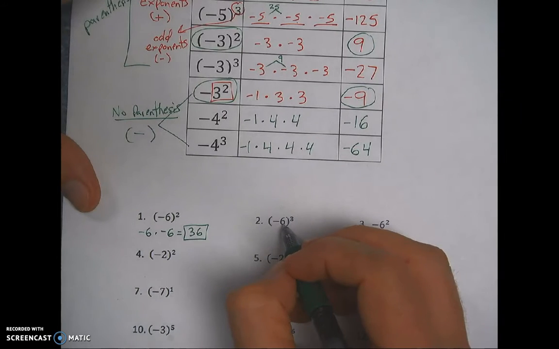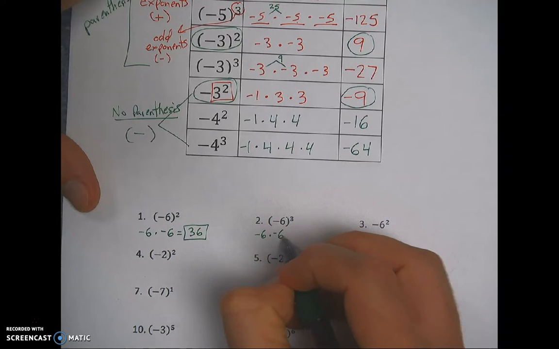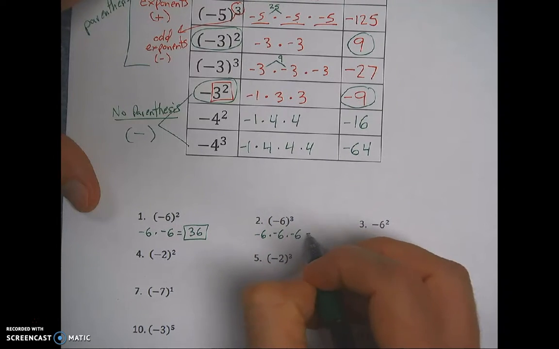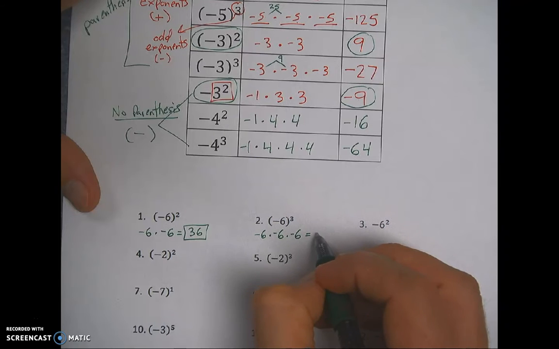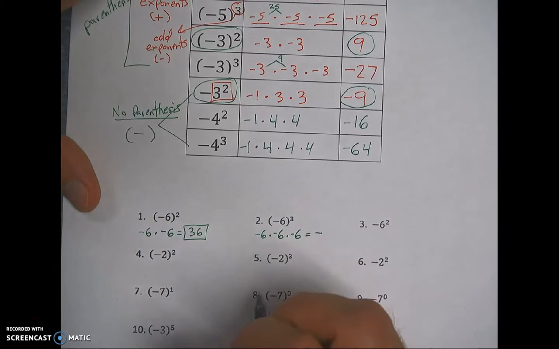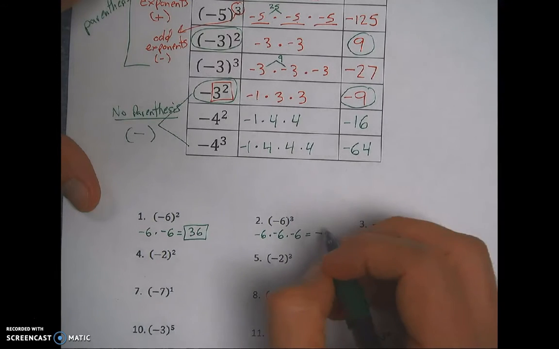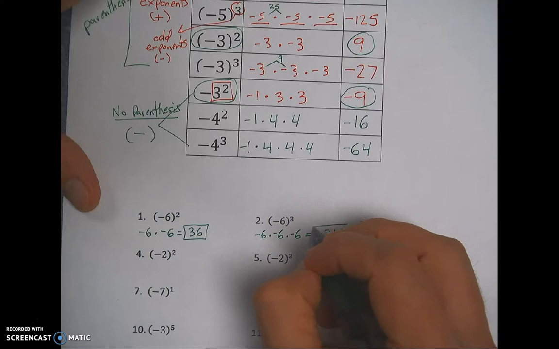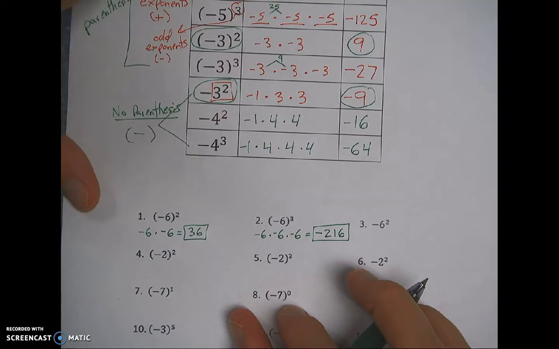So number 2, it's in parentheses, so the whole thing's being repeated 3 times. -6 times -6 times -6. These 2 negatives will make a positive. That positive times this negative now gives me a negative answer. Now you can use your calculator again to do 6 times 6 times 6. It comes out to 216. And then there's my answer.